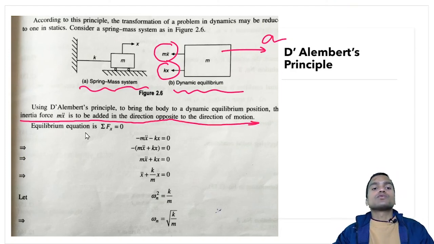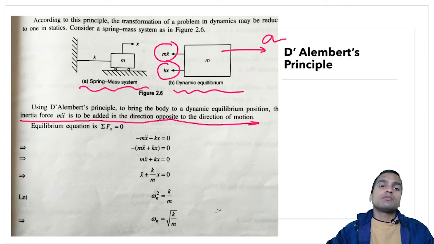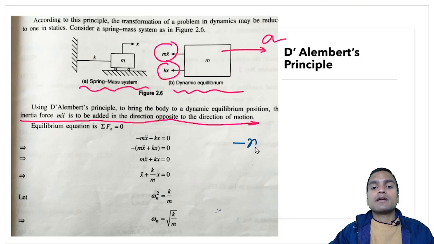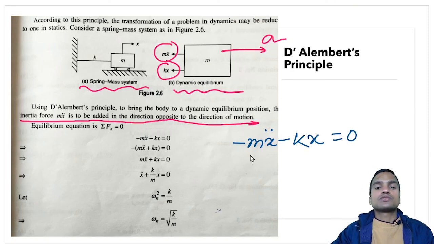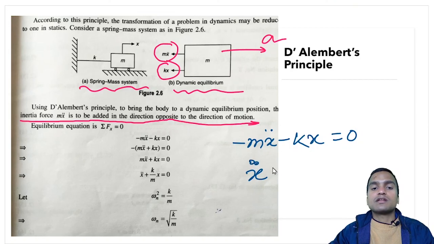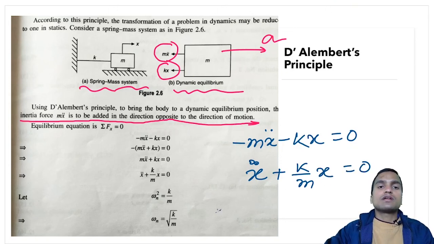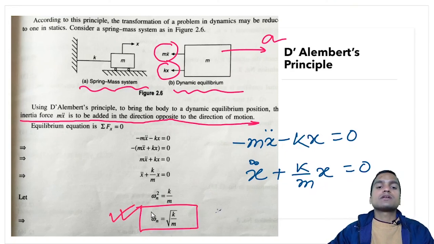In this situation of dynamic equilibrium, if we write the equilibrium equation in x direction, it will be written as minus m x double dot minus kx equal to 0. So we arrive at this same equation once again: x double dot plus k upon m into x equal to 0. Again and again you are seeing that we are arriving to the same equation of omega, and the natural frequency is coming the same in all the situations, and the equations are also similar.